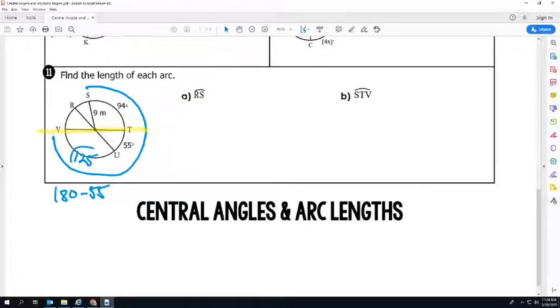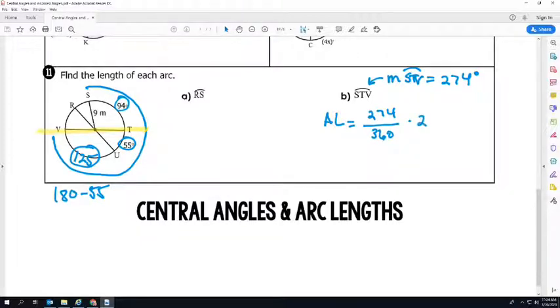So then when you add the 125, the 55, and the 94, I get that the measure of arc STV equals 274 degrees. Now I'm going to figure out the arc length. So I'm just going to abbreviate here. I hope that's okay. So arc length equals the arc measure, which is 274, divided by the full circle to see what fraction of the circle we're talking about, and then multiply that times the circumference. So 2 pi times our radius, which is 9.